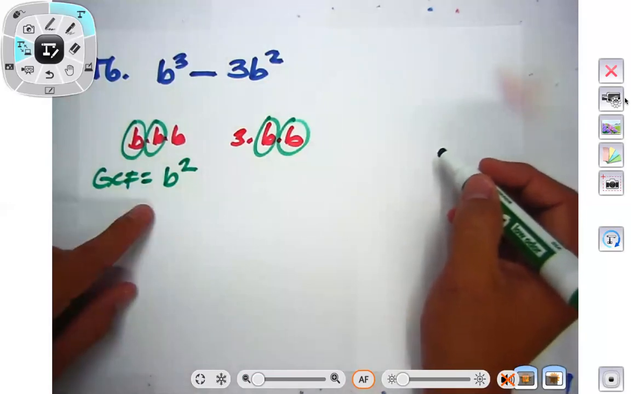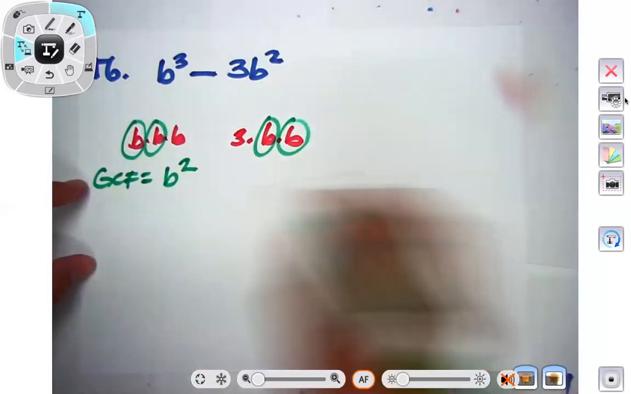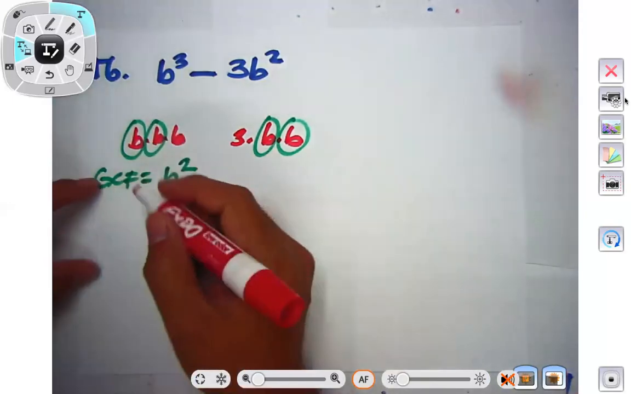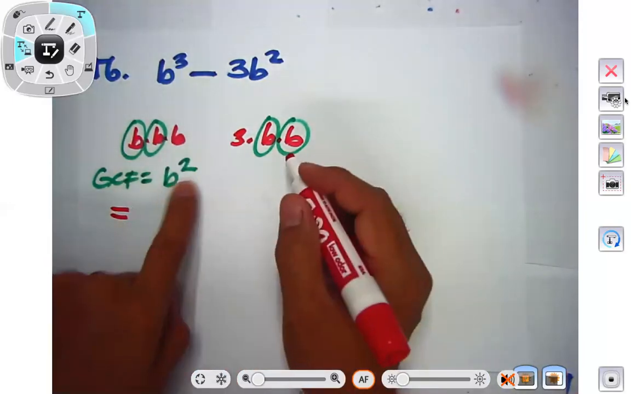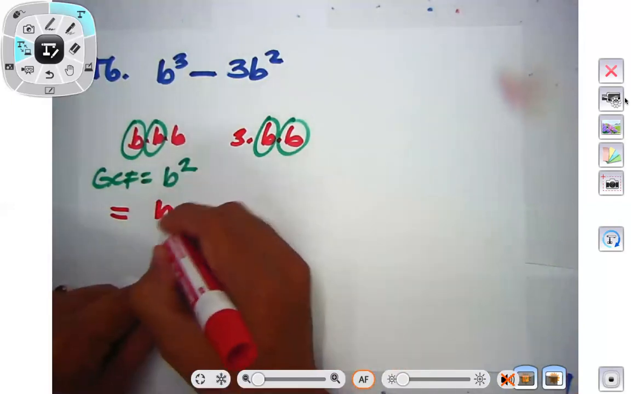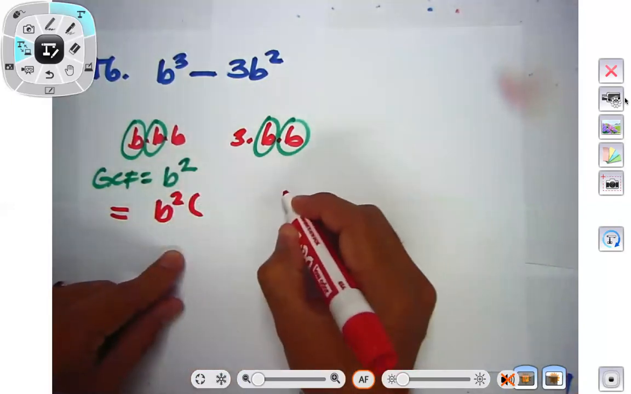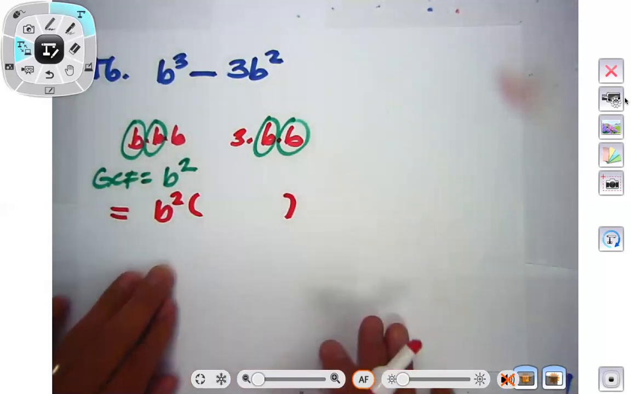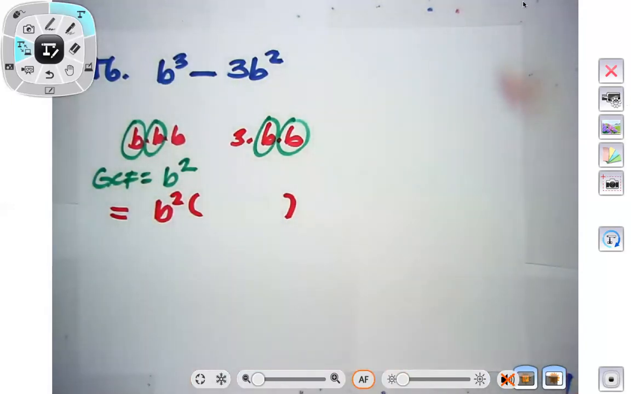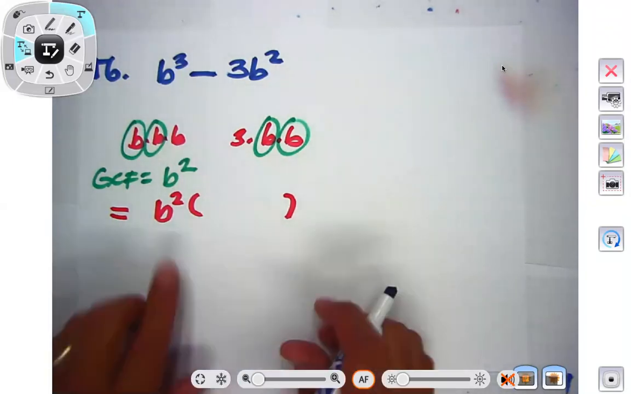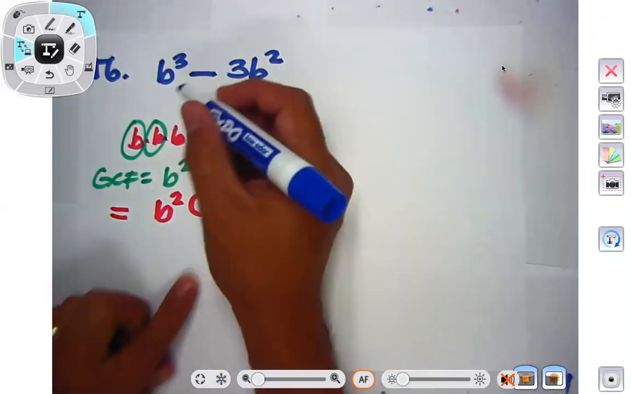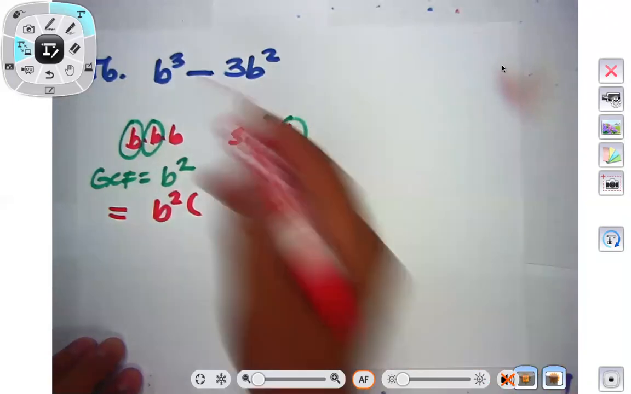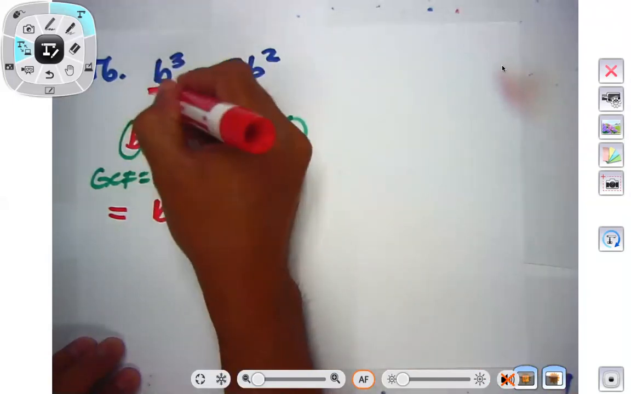Now, let's write the factors. One of the factors is your GCF. And then, what goes inside? One of your factors is the GCF, b squared. So what goes here? Let's divide now. Let's divide each term by b squared.